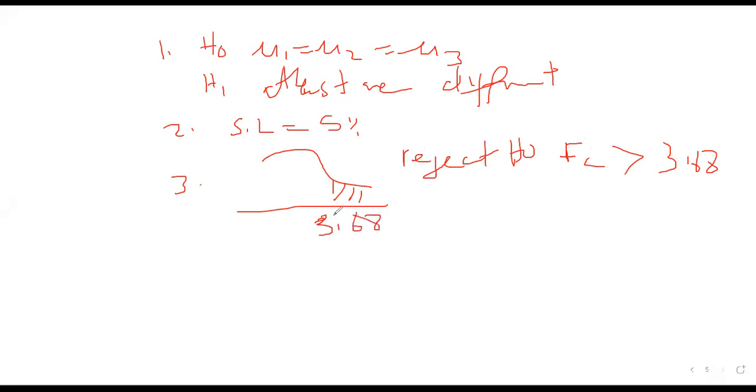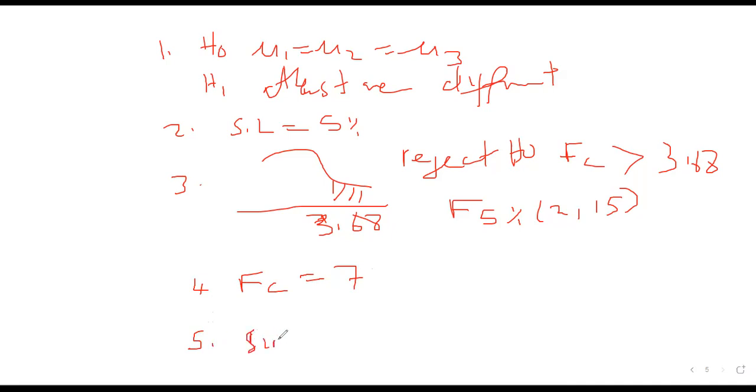You know where it's coming from, right? You know where it's coming from, isn't it? 2 comma what? 15. 2 comma 15. Then we go to step 4, calculate the F, which we already calculated. What was our F calculated? 7. Step 5, make a conclusion.